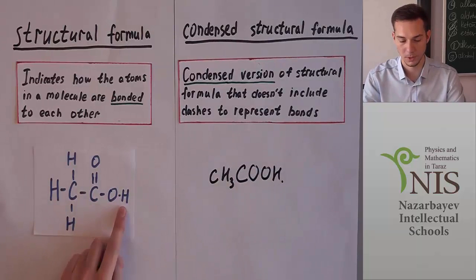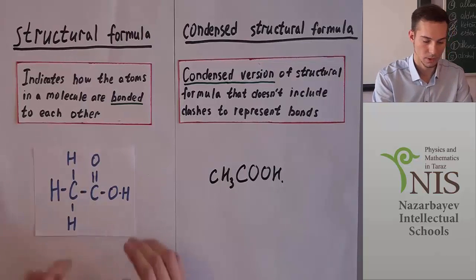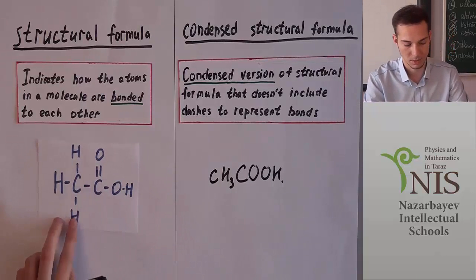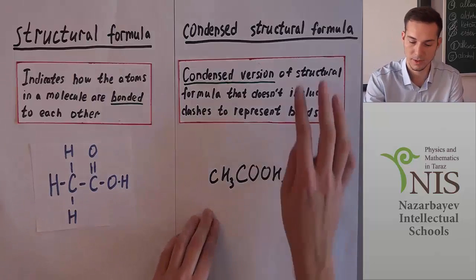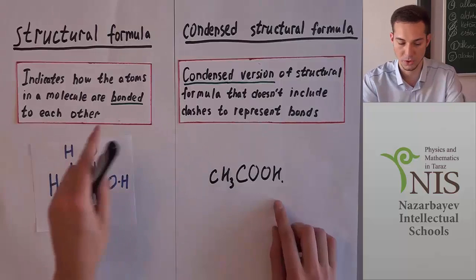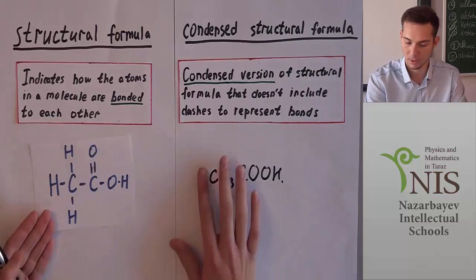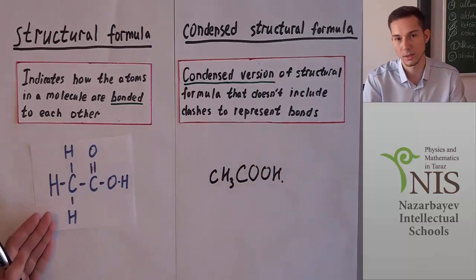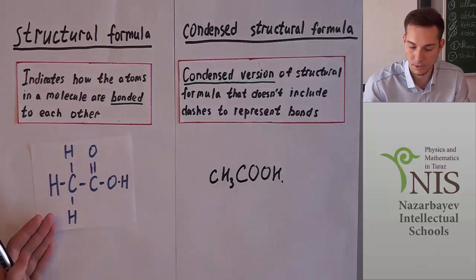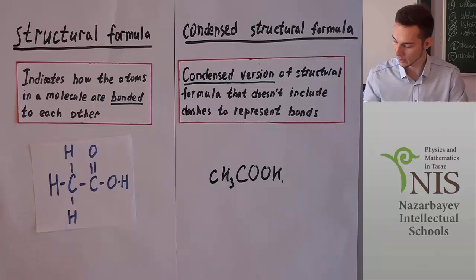Here we are. So now we have structural formula which represents the bonds between atoms in this molecule, and we have condensed structural formula which is the condensed version of structural formula. But in this case we cannot see any dashes, any bonds. So this is the condensed structural formula.